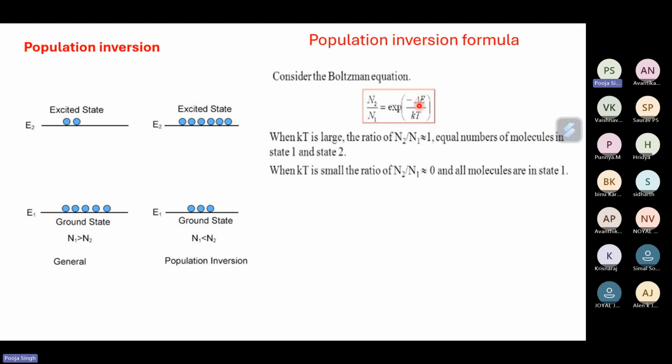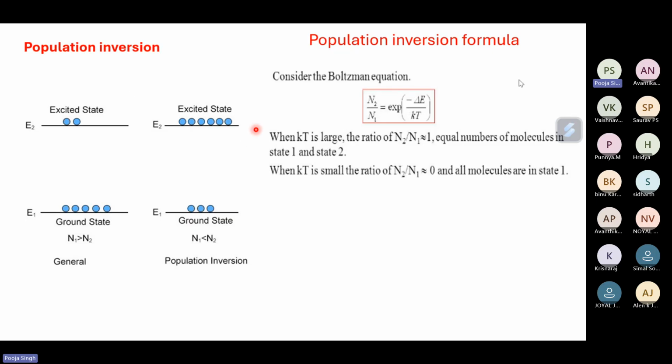Now, when kT is small, kT tends to 0, so delta E by 0 is infinite. So 1 upon e to the power infinity, which is 1 upon infinity, will be 0. So N2 by N1 is equal to 0. What does it mean? It means that all your molecules are in the ground state only, and no molecule has undergone transition to the excited state.